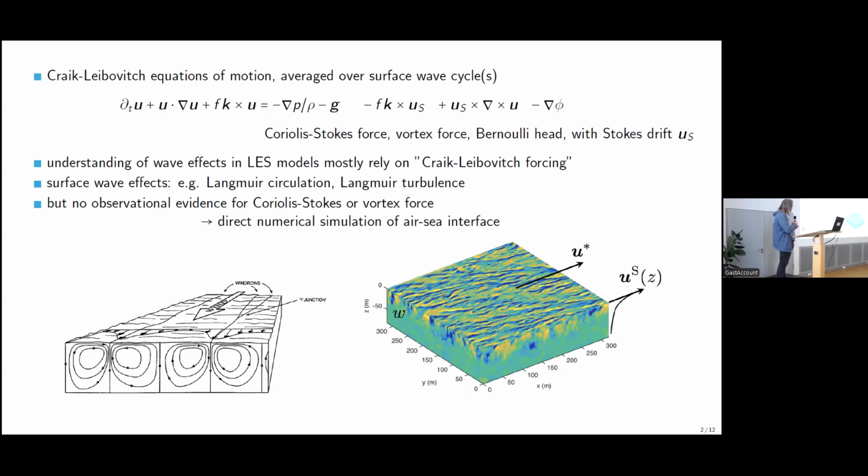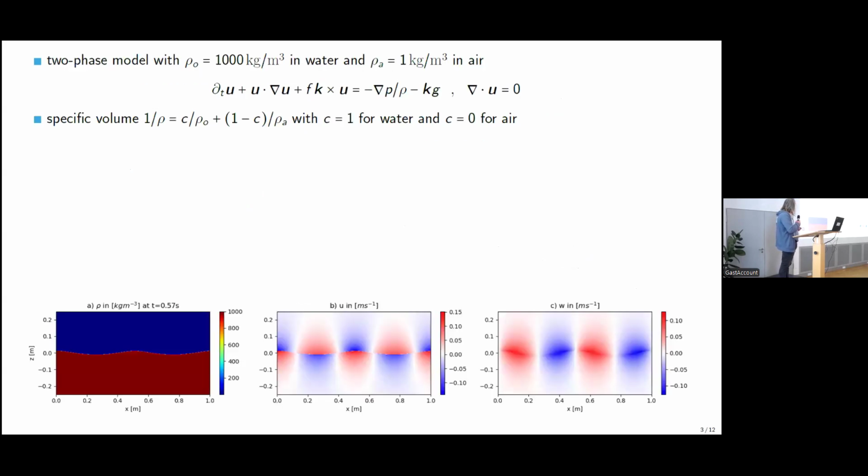And the problem is that we have no observational evidence or tank lab experiment. Nobody would supply that evidence. And our idea was, okay, maybe these equations are not correct. We want to check them. And for that, we have this two-phase model. We simulate the air and the water at the same time. And these are the equations of motion, the classical ones, of course.